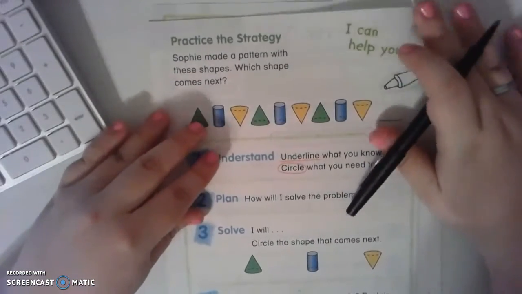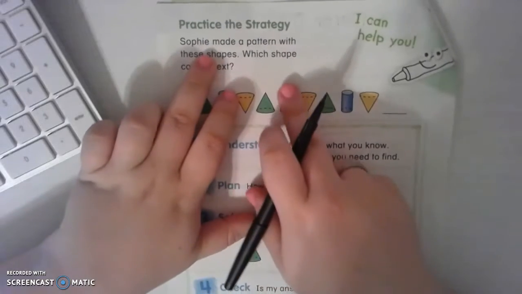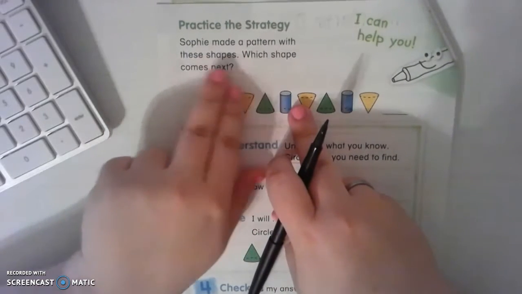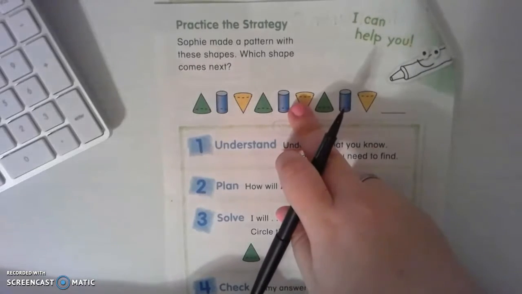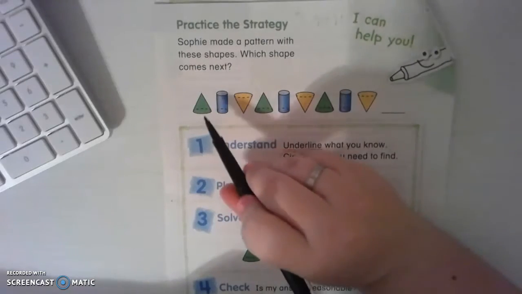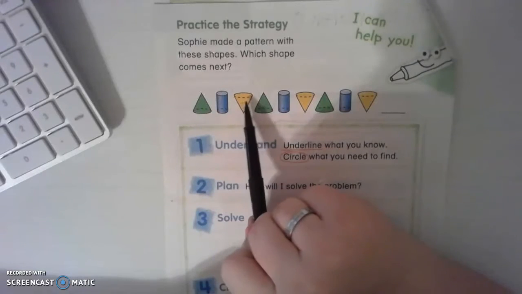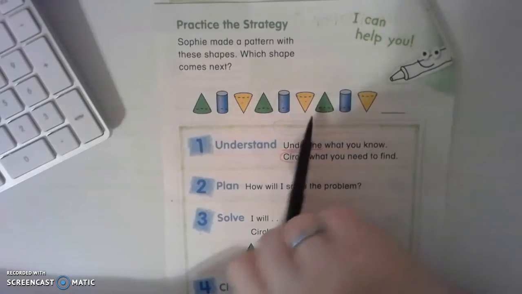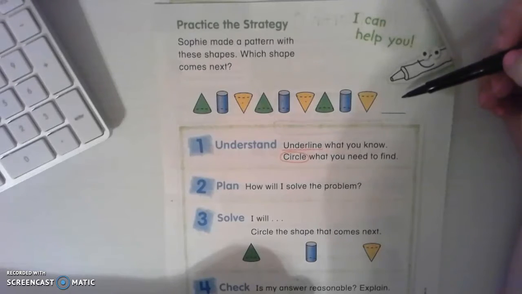Flipping it over. Okay, so let's read our word problem. Sophie made a pattern with these shapes. Which shape comes next? So she did, let's see, cone, cylinder, cone, cone, cylinder, cone, cone, cylinder, cone. Oh, we need to find out what comes next.